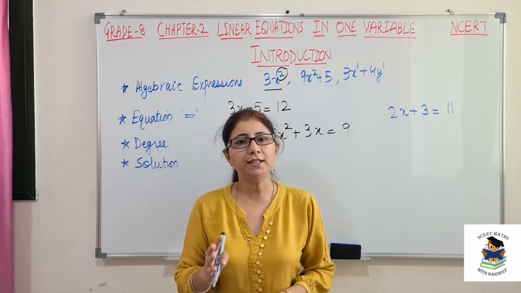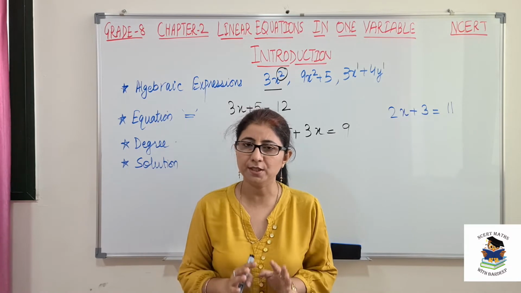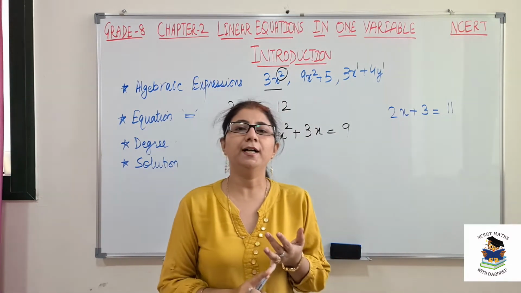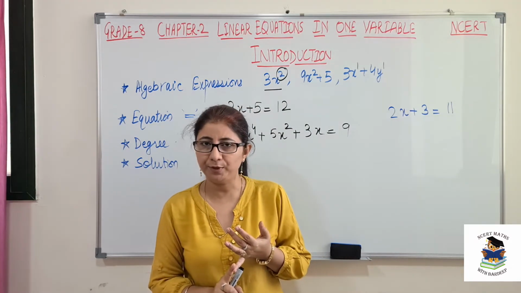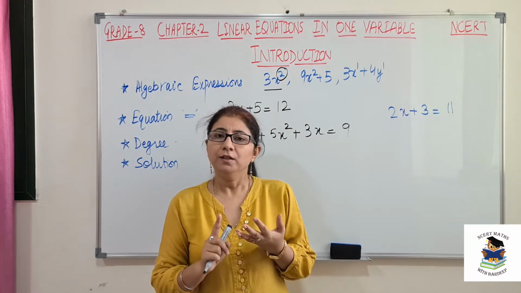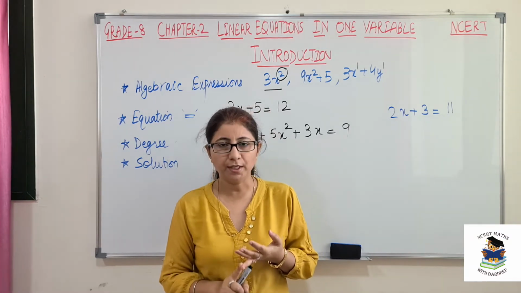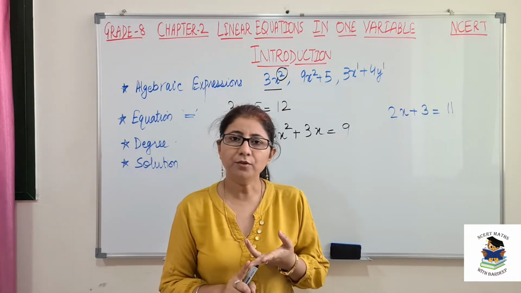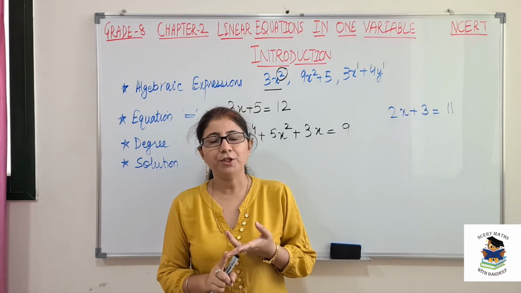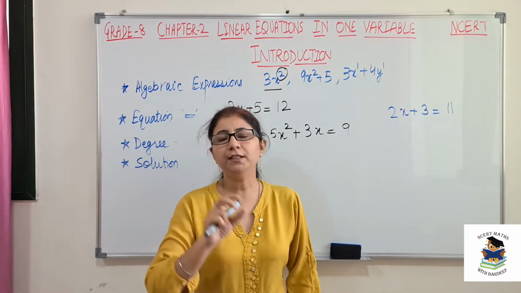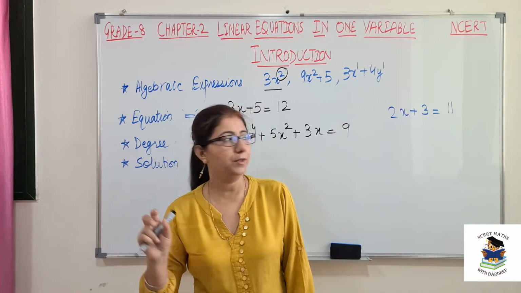So the three things that we should consider in this chapter are, first of all, an equation should be there. That means the equality sign should be present. Second, there should be only one variable involved in the equation. The third thing is the degree of the variable in our equation should always be 1. So this is the meaning of linear equation in one variable.